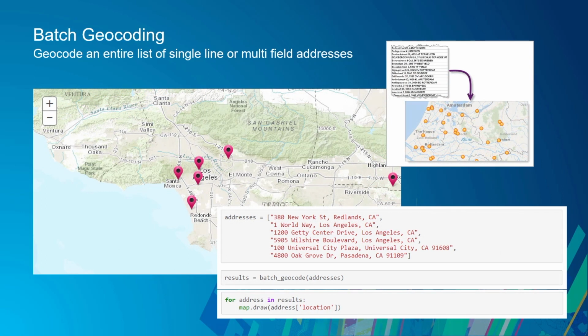If you have a list of single line or multi-line addresses, we can pass that in as well to batch geocoding, and it'll geocode them all at once. The result comes back as a list, and that means you just iterate it doing for address in results, and then you can either draw or save out those locations as well.